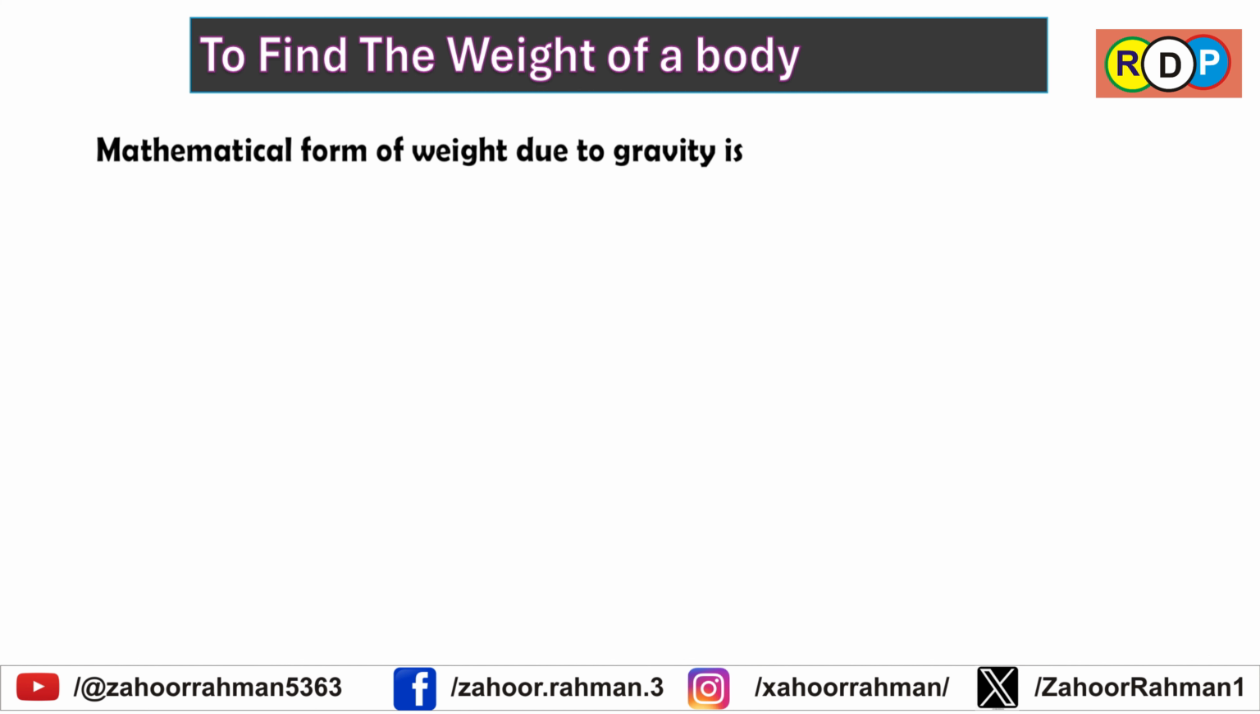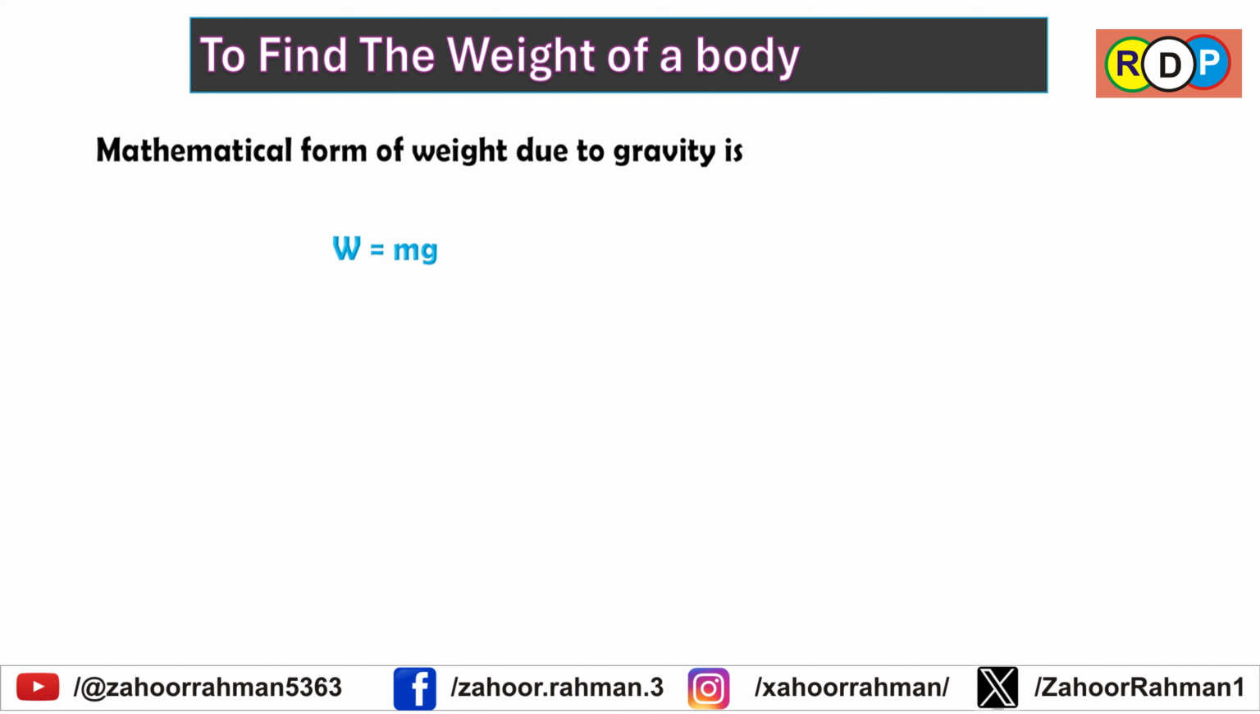The mathematical form of weight due to gravity is W is equal to mg, where W is weight. Weight is also a force, when we compare it with F is equal to ma, which is Newton's second law. So F is equal to W. W is also a force with which the earth attracts a body towards its center. So we will devise a plan for how many variables I should declare. There are three variables inside it.